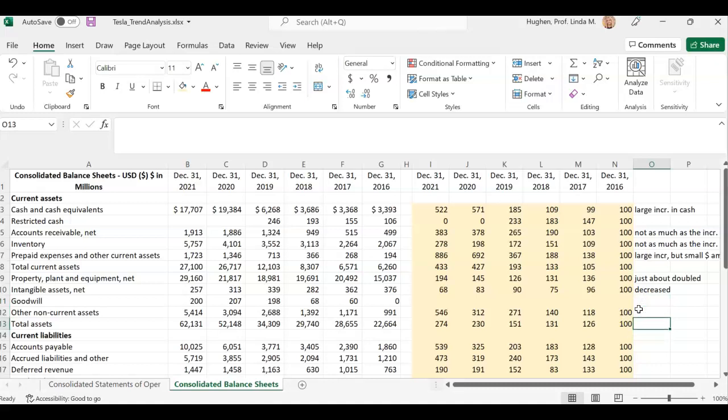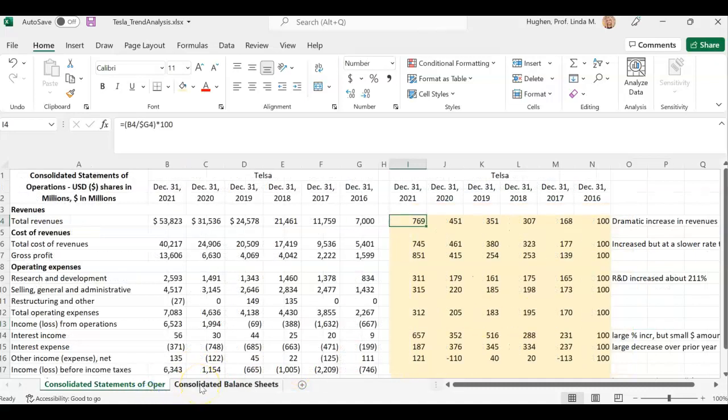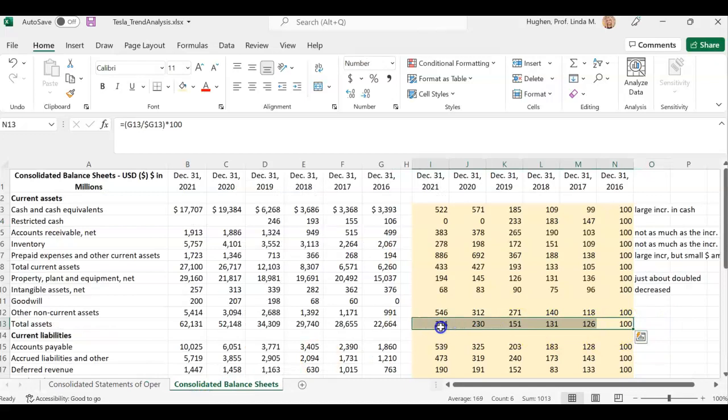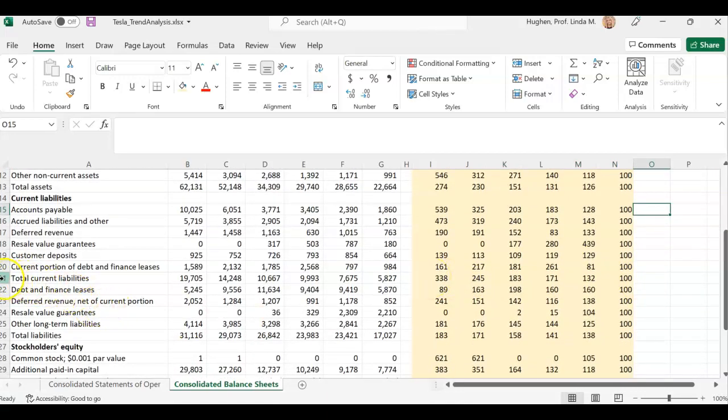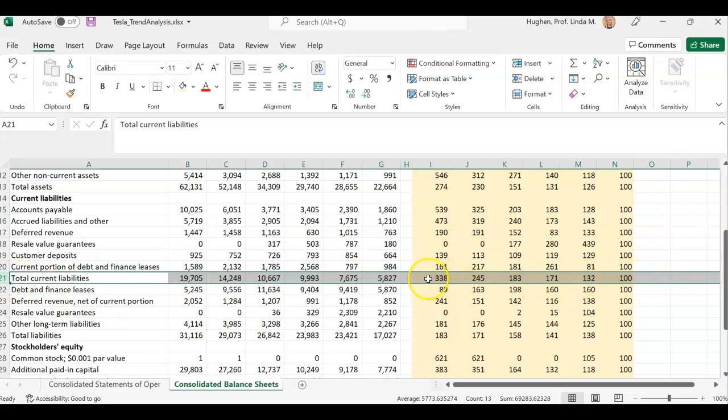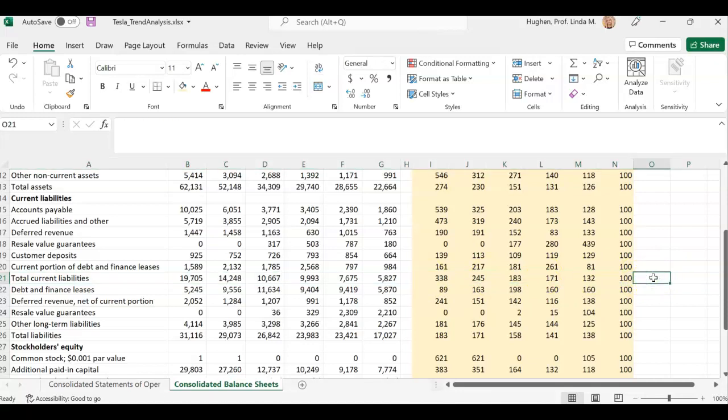Let's come down here. Let's look at total current assets. So while sales were able to increase 670%, our assets only increased by about 170%. Let's come down to the liabilities. Let's jump down to our total current liabilities and see that total current liabilities increased 238%. So we have an increase, but not nearly as dramatic as the increase in sales. Not that short-term debt or current liabilities are going to increase exactly as sales do, but we know that they're related.